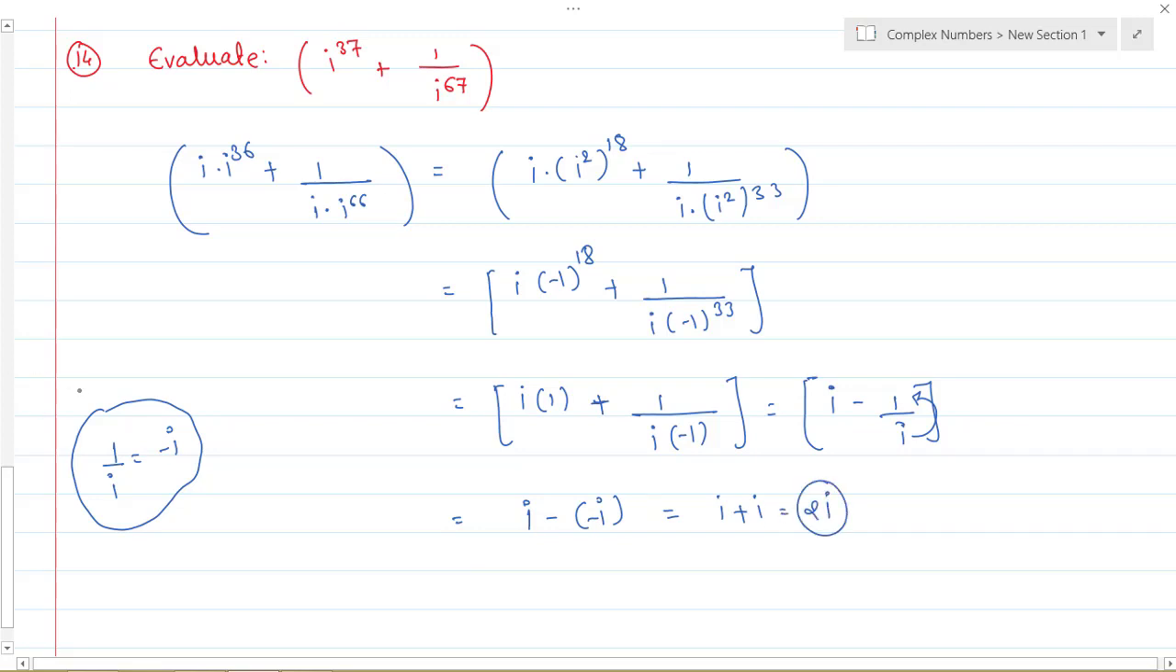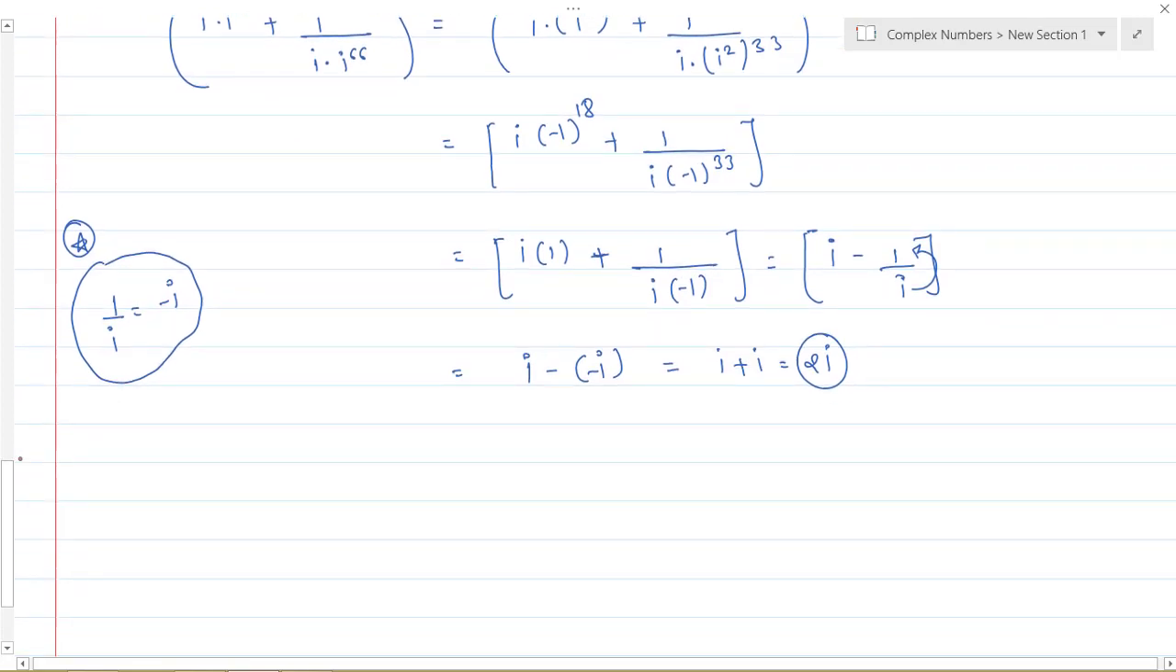Okay, so if you have not understood this, please watch my previous video, you will get it. So what is the answer to this question? It is equal to 2i, as simple as that. Okay, very good. Now let's see the next one, question number 15.